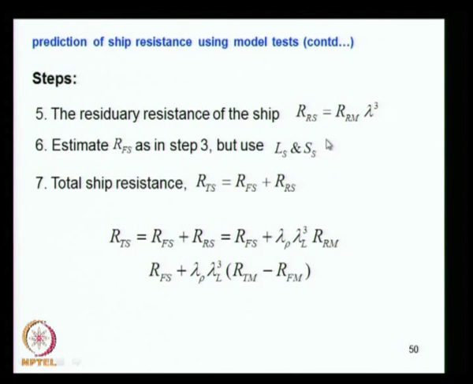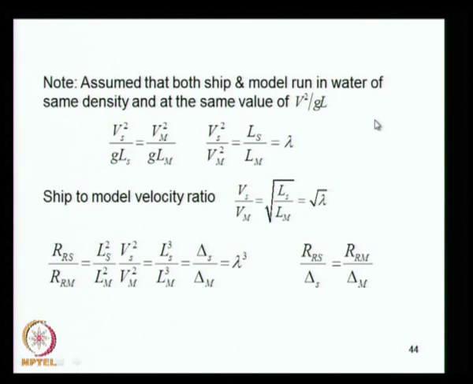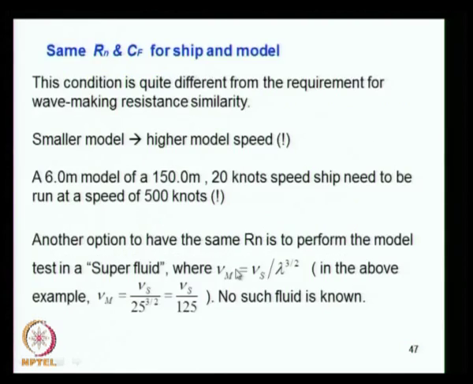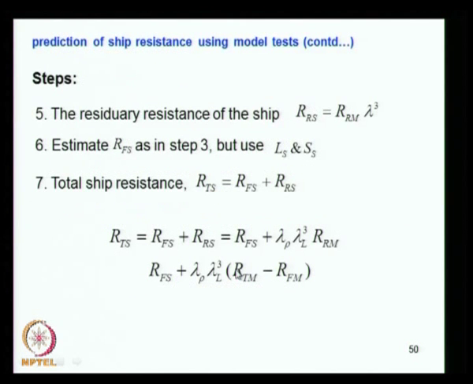The next step is, we have already seen that the residual resistance of the ship, RRS, is equal to RRM into lambda cube. We have already proved that same relation. Here you can see residual resistance of the ship divided by RRM is equal to lambda cube. So that is what we did here. Once you get that, the residual resistance of the ship is equal to the residual resistance of the model into the cube of the scale chosen. So that means you have got RRS now.